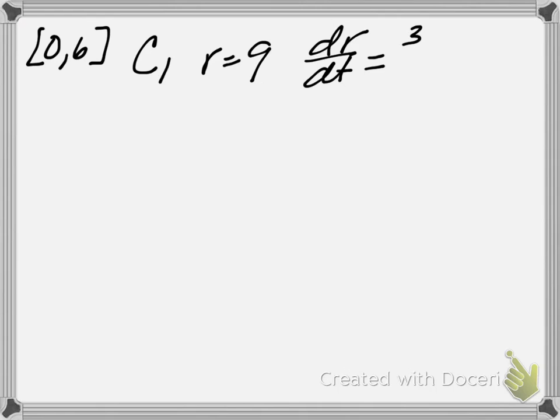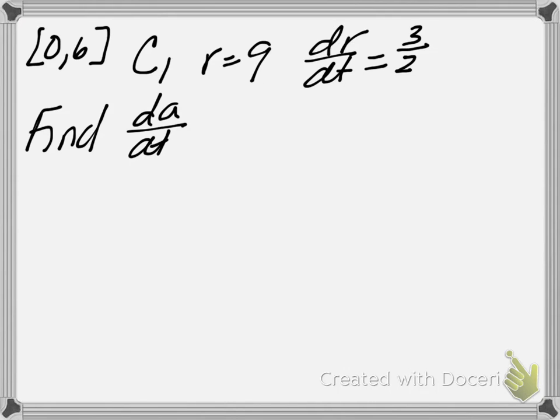Okay, so we're told we're talking about from 0 to 6, and we have 2 circles, because they just want to make it as confusing as possible. So the first circle, let's call it C1. For C1, the radius equals 9 centimeters. And the radius is increasing, so that's dr over dt, at a rate of 3/2 centimeters per second. We need to find the rate, so that's our find. Find the rate at which the area is changing, so find dA over dt at that instant.